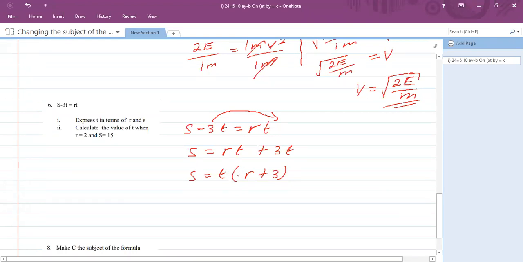Now, we want the T to stand by itself. So we have to get rid of this bracket. What is this bracket doing with the T? Multiplying. What's the opposite of multiplying? Division. S over R plus 3 is equal to T, right? So to the left, T is equal to S over R plus 3.